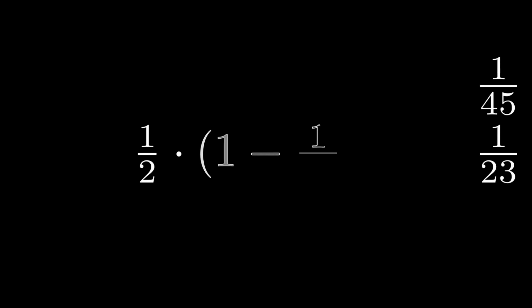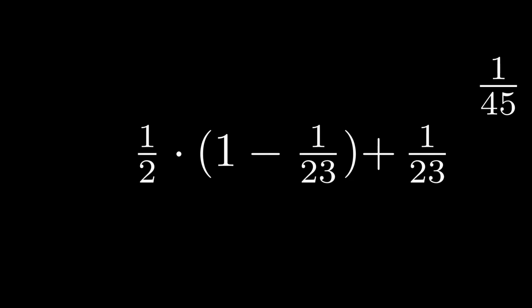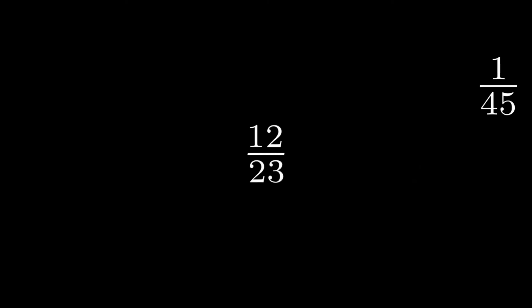Therefore, the probability will be 1 over 23 that they're equal, plus half of 1 minus 1 over 23. Because first we have to get rid of the probability that the number of 5's is equal, and then multiply by 0.5. This will end up being 12 over 23.